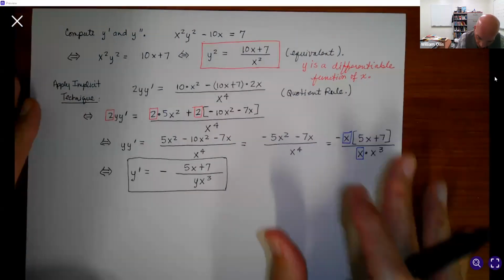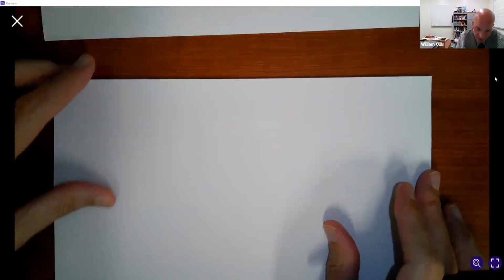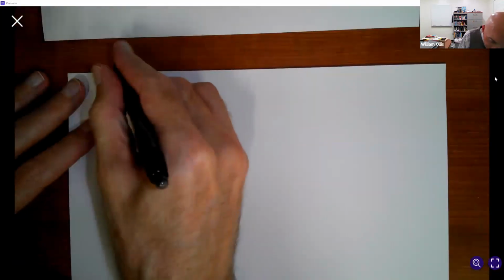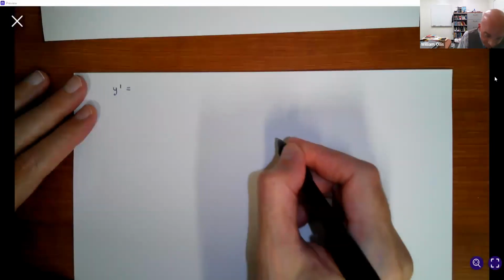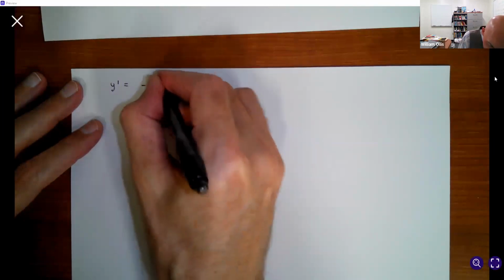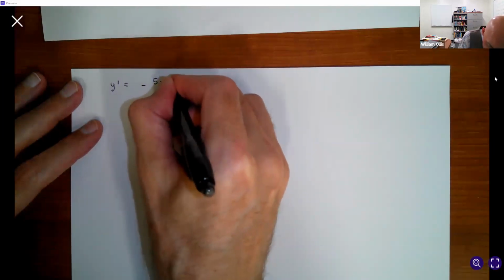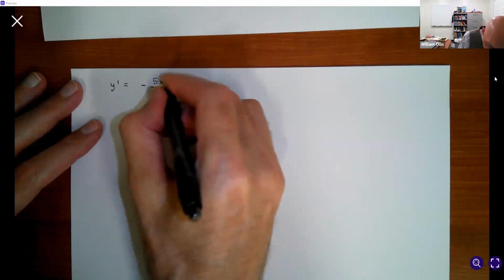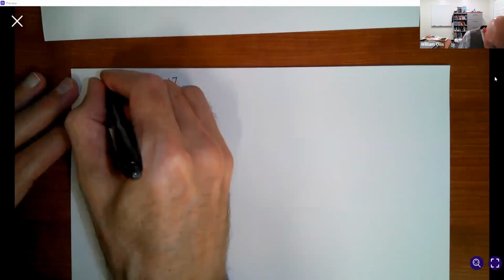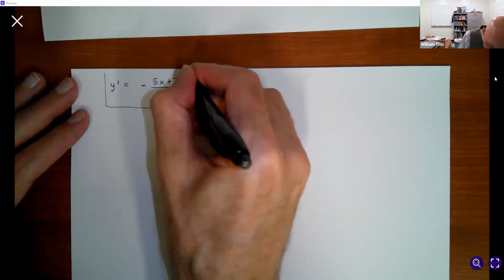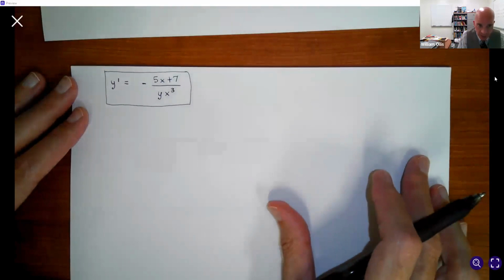Now, we can go to the next step. And we'll use this. So I'll go ahead and write this on a clean sheet so we have a little bit more room. So we have y prime equals the negative of 5x plus 7 divided by y x cubed. So we just kind of hold this here. We're going to differentiate this, but that's going to be our substitution.